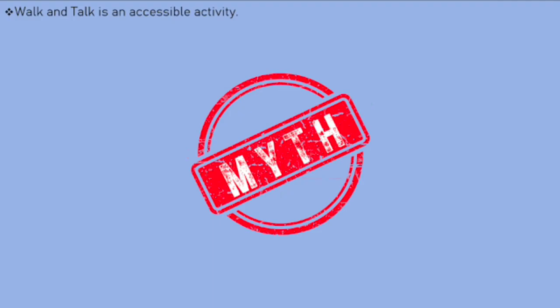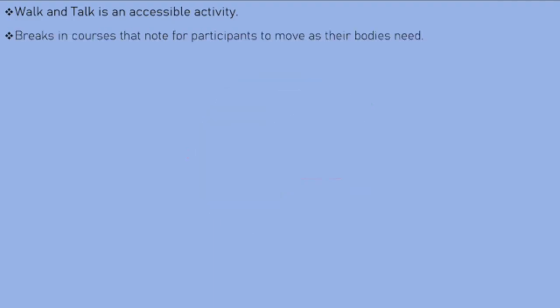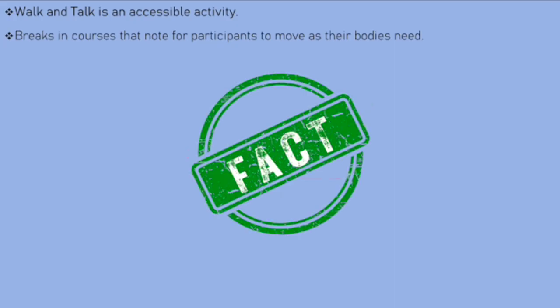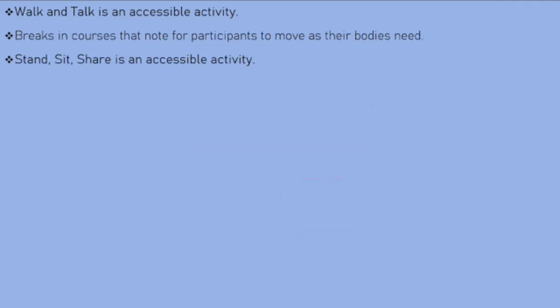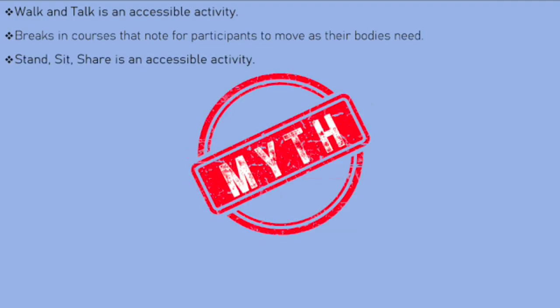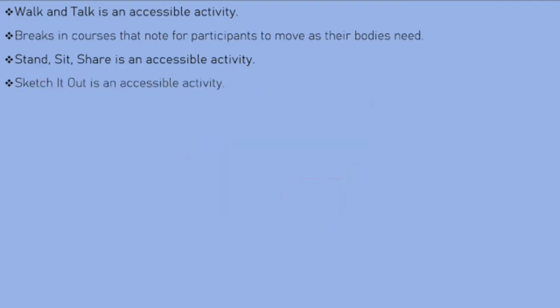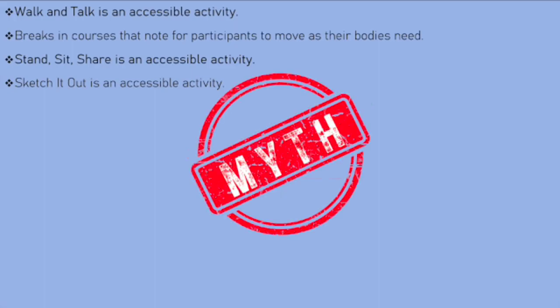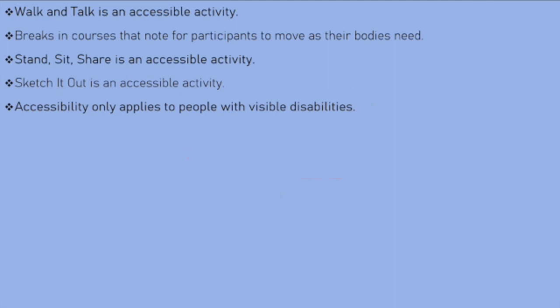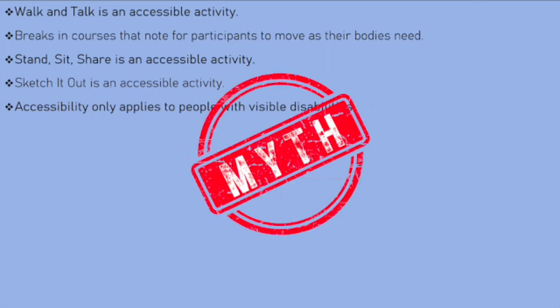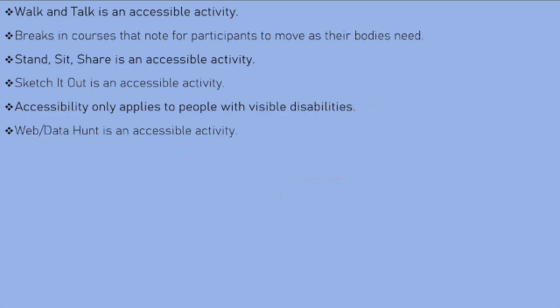So our first one, walk and talk is an accessible activity. Breaks in courses that note for participants to move as their bodies need. Yeah, ooh, nice stars, awesome, okay. Here's another one about sketch it out. Right? Could definitely be more accessible to some. Accessibility only applies to people with visible disabilities. A web or data hunt is an accessible activity.